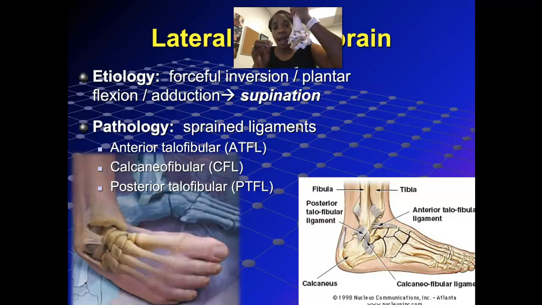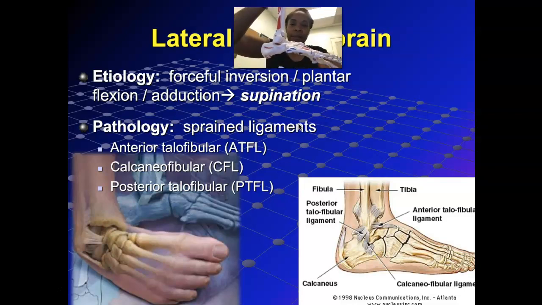So if we're thinking, how do we injure the lateral side of the ankle? Well, we have to stretch it, right? So we're going to plantar flex that foot. We're going to invert that foot. We're going to adduct or pull that calcaneus inwardly, and that will stretch all of the ligaments. So most often, you guys, the mechanism of injury is going to be plantar flexion and inversion, and that will cause a sprain to the lateral ligaments of the ankle.